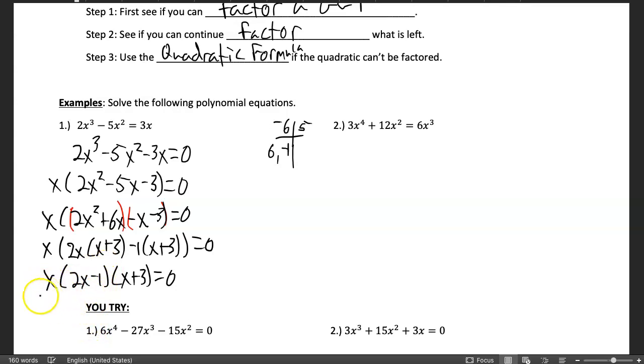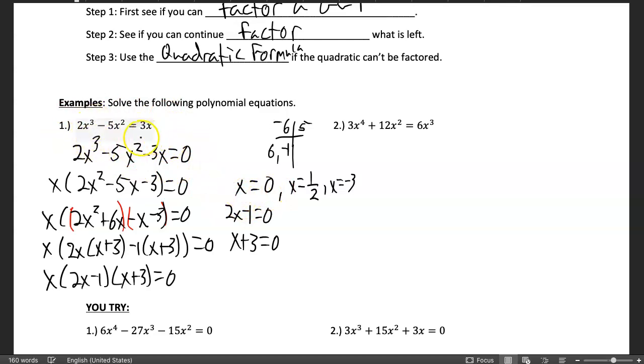Now, even though we have three factors, all we're going to do is split this up three ways and solve each equation. So our first one is x is equal to 0. So that's one answer. Our next one is 2x minus 1 is equal to 0, so x is equal to 1/2. And our third one, x plus 3 is equal to 0, tells us our last answer is x is equal to negative 3. So these would be our 3 solutions to this equation. We could put these all in and see if it makes sense.